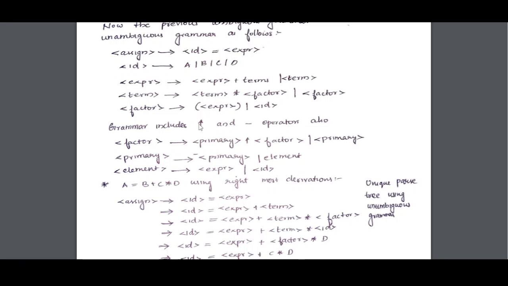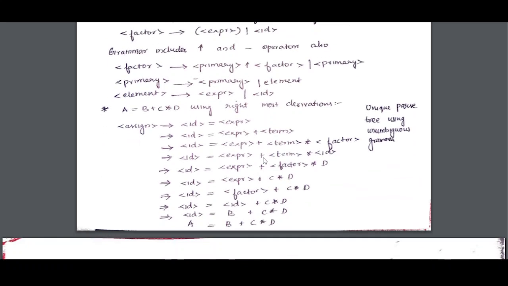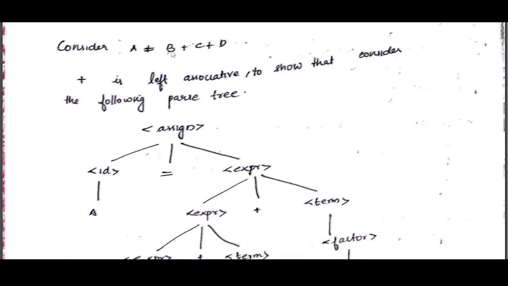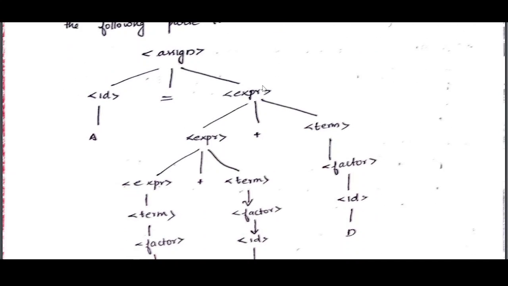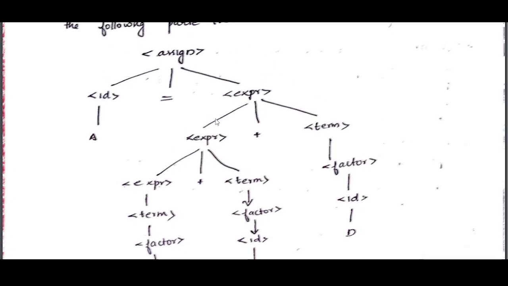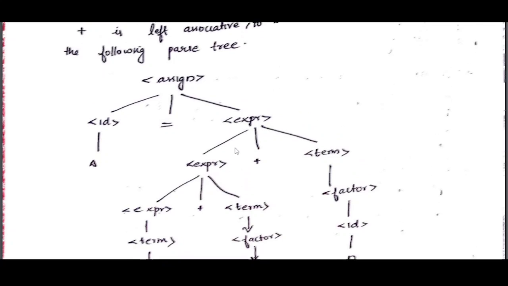Similarly, we can use this arrow and minus operators in this another example. So considering the same example and using the unambiguous rules, we can complete this and we'll be getting a unique parse tree. So in a similar manner, let us consider an example: a is equal to b plus c plus d. As plus, the addition operator, is left associative, we can show the parse tree in this format. So this is the unique parse tree because we are considering the associative rule in this parse tree.